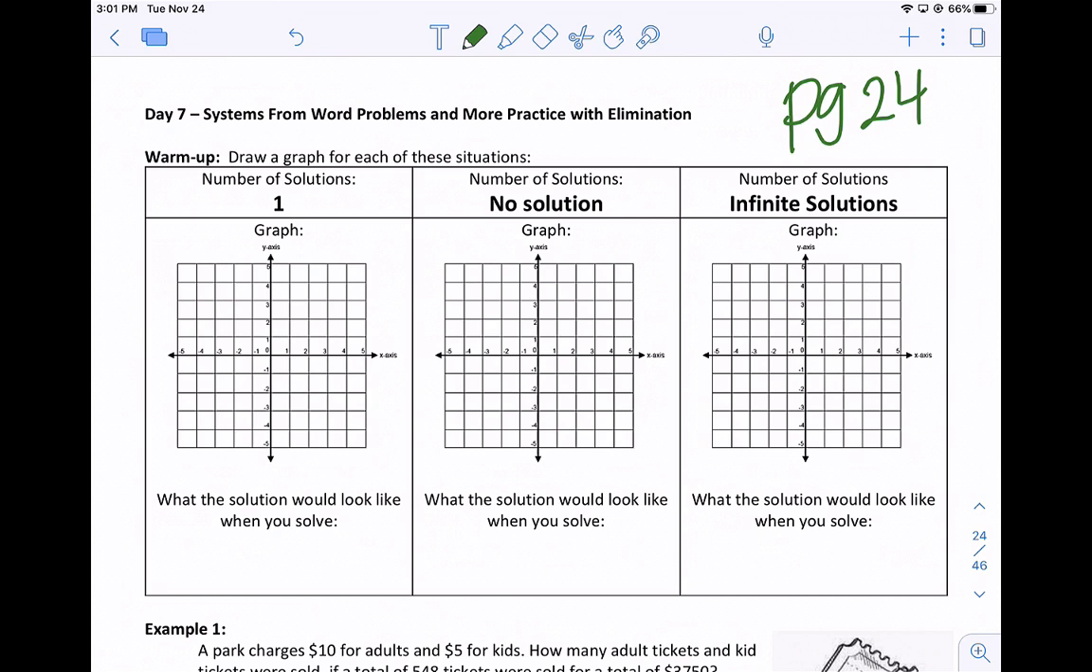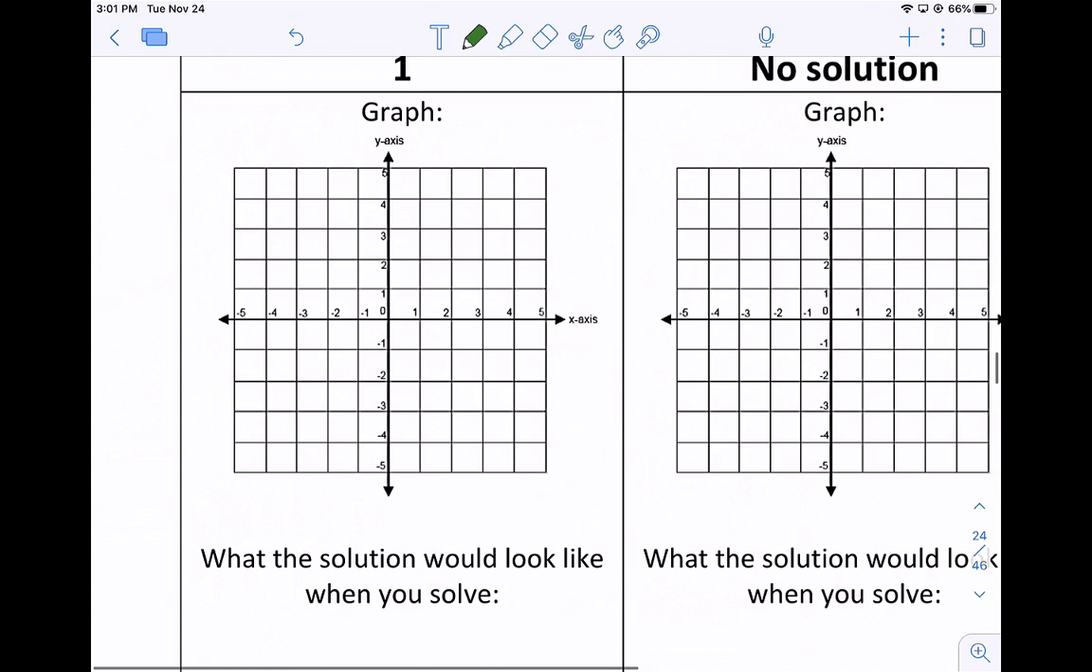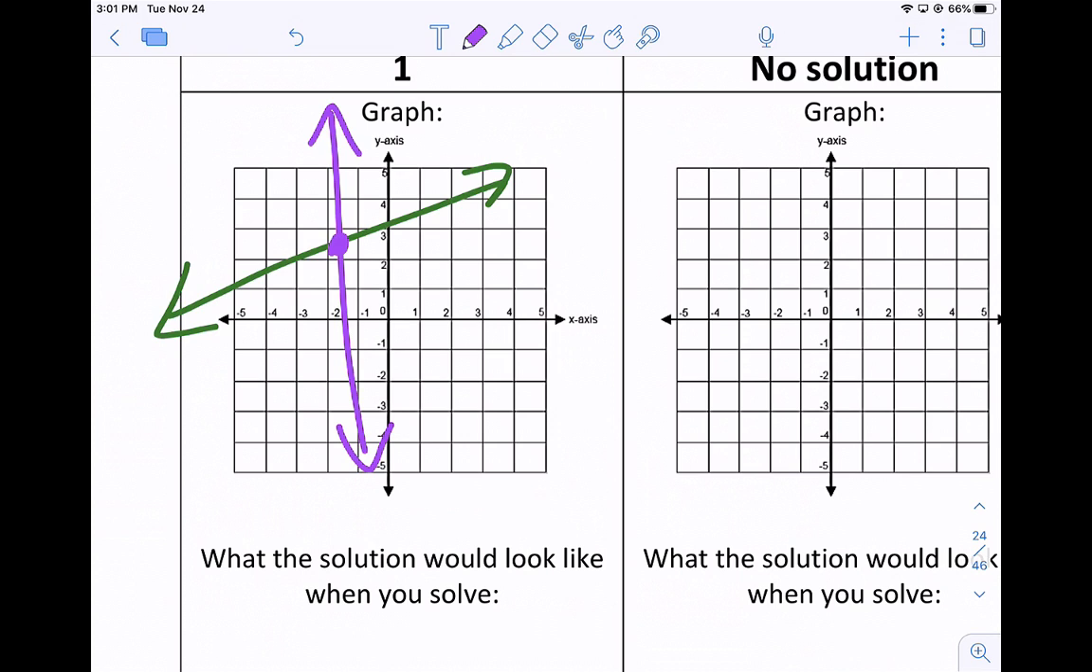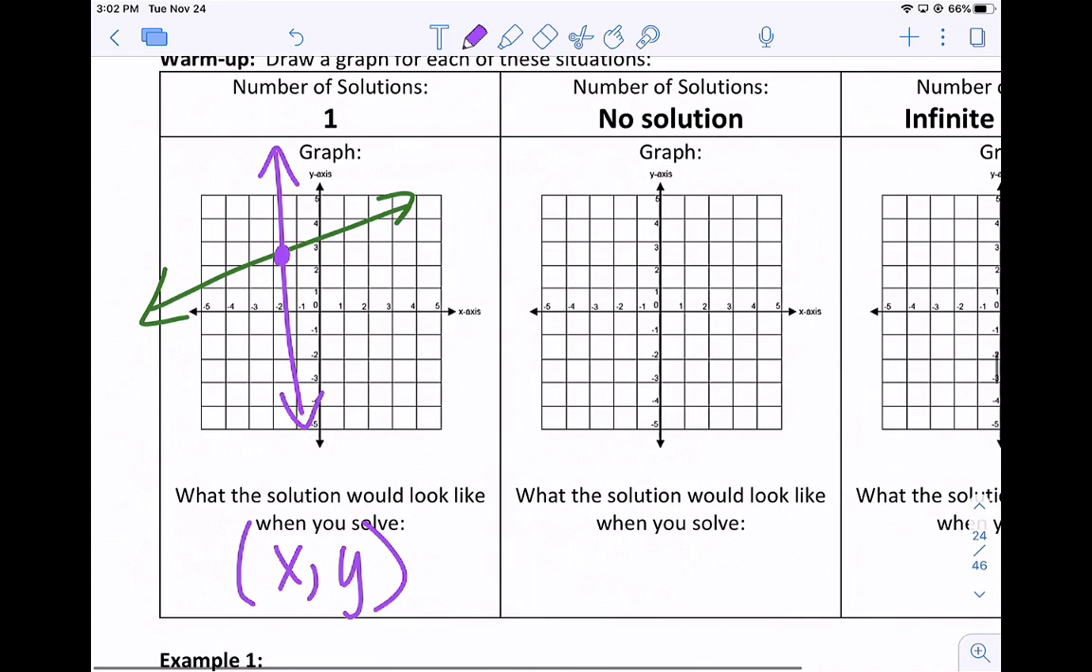So in graph number 1, if I want one solution, what does that look like? Well, it means that we have two linear graphs, so we're talking about straight lines, and we're looking for where they cross. What would the solution look like when you solved it? It would be one coordinate point. It would be an x value and a y value. So that is what one solution looks like.